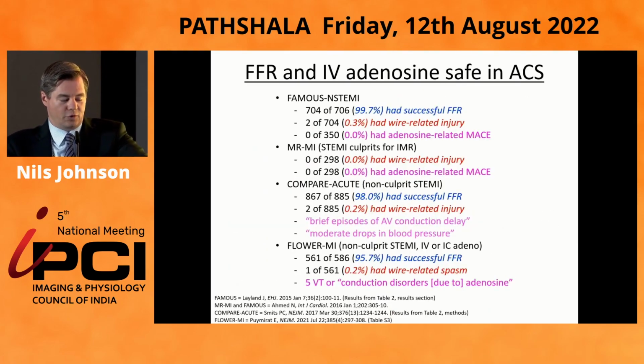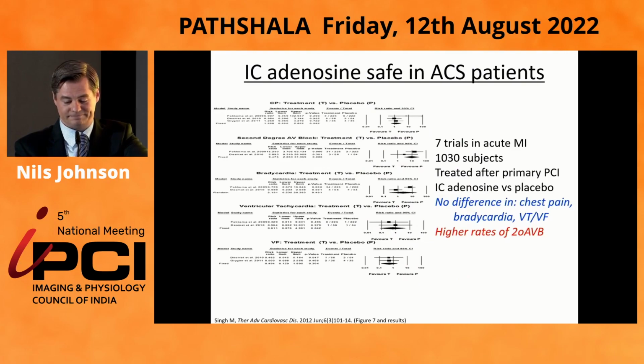These are 4 randomized trials of using FFR in acute coronary syndromes, looking at both wire-related injuries in this table as well as the effects of IV adenosine. And I think when you look at the global picture, while of course it might be interesting to focus on the 1 or 2 patients who have wire-related injuries, overall it's a general signal of safety.